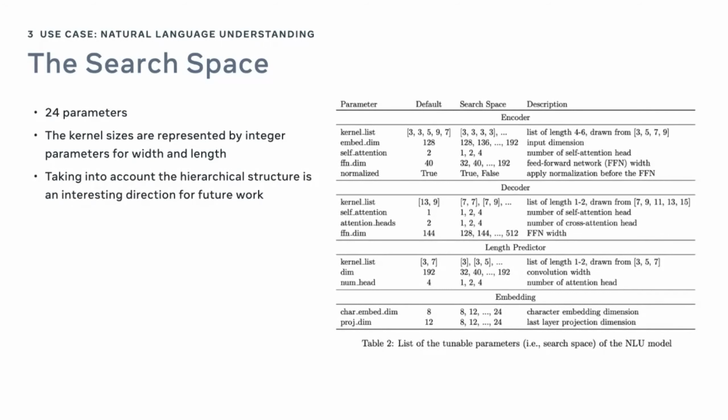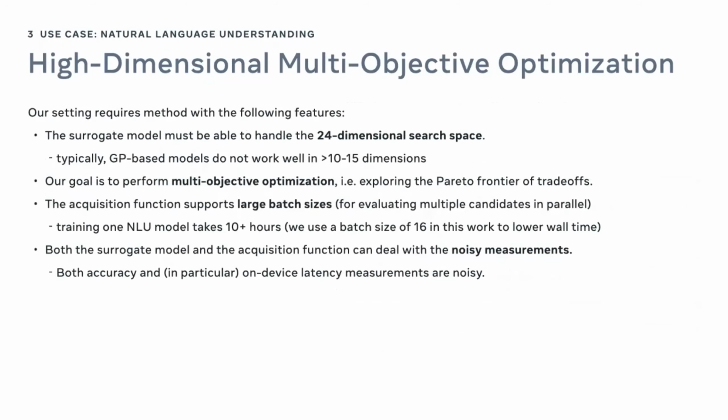This is the search space, and basically the problem that we're faced with here is quite formidable in the sense that there are a number of challenging features. One is that it's a relatively high dimensional search space, 24 dimensions, tuning 24 parameters at the same time. It's not that common. Typically, GPs in Bayesian optimization don't work well beyond 10 to 15 dimensions.